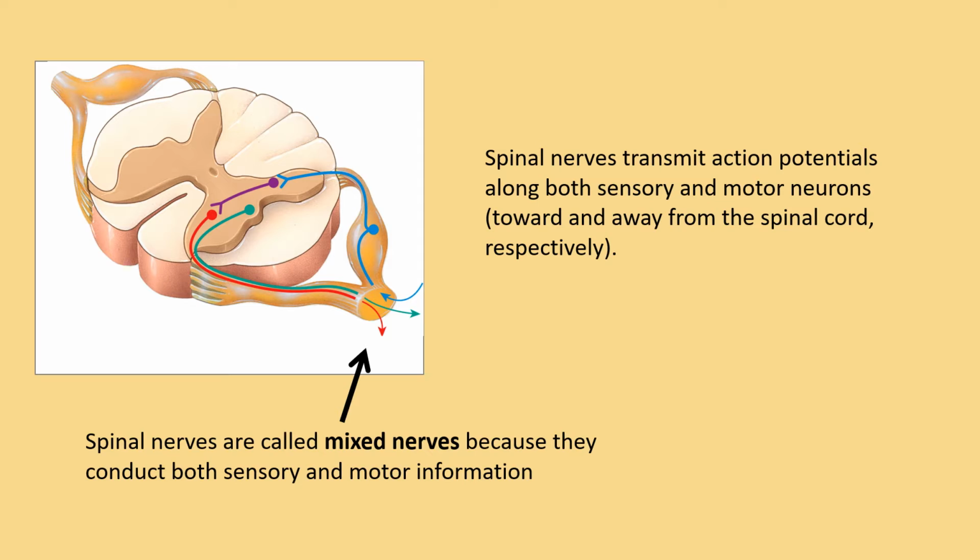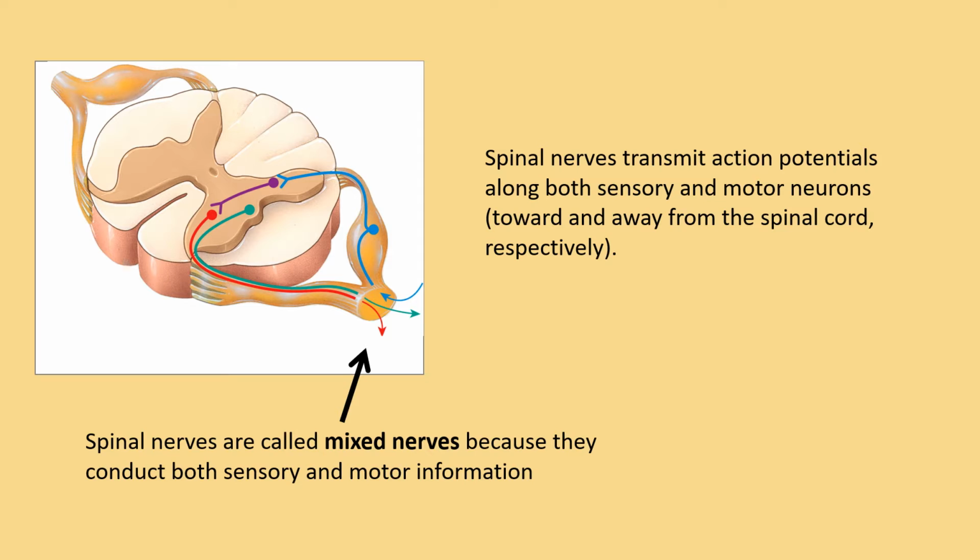Here we're looking at just a single segment of the spinal cord. We can see one pair of spinal nerves, and spinal nerves are called mixed nerves because they contain axons of sensory neurons as well as axons of motor neurons. Sensory neurons carry afferent signals toward the central nervous system, and in this diagram the sensory neuron is indicated in a turquoise blue.